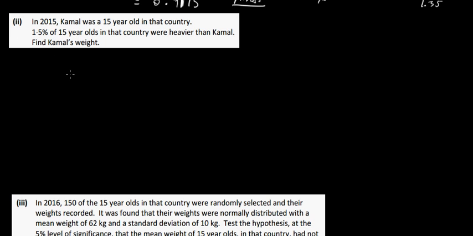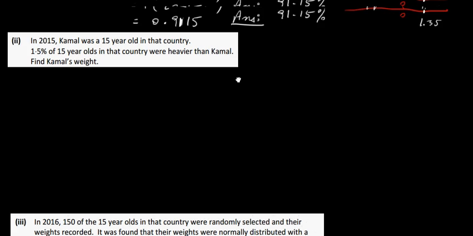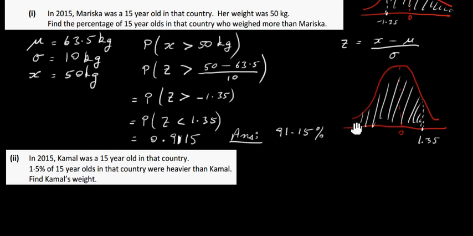part 2 here. So in 2015, Kamal was a 15-year-old in that country. 1.5% of 15-year-olds in that country were heavier than Kamal. Find Kamal's weight. So this is very similar to this question here, except that in this case, in part 2 here, we were given the percentage and we're asked to work backwards to find the weight. So it's a working backwards kind of question. So we've got to find the z value, then find the x value. So let's have a look at doing that.